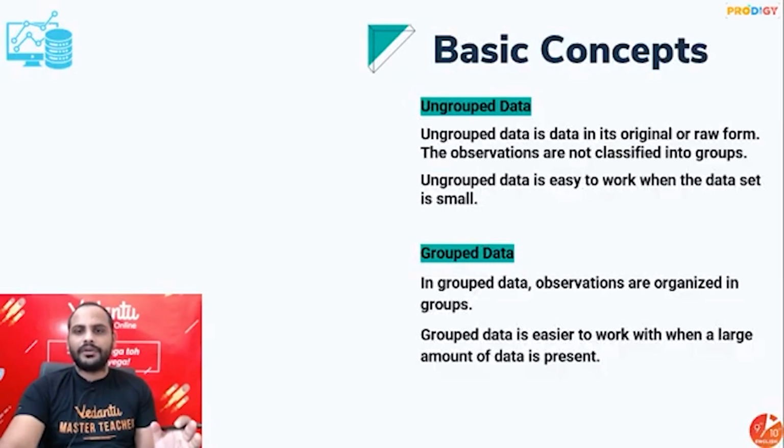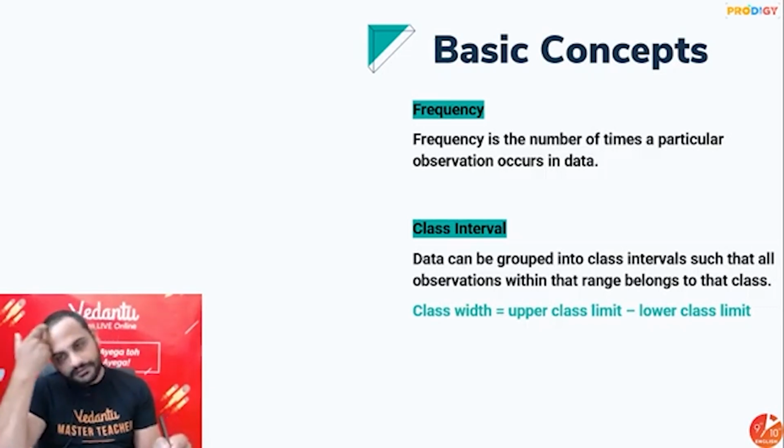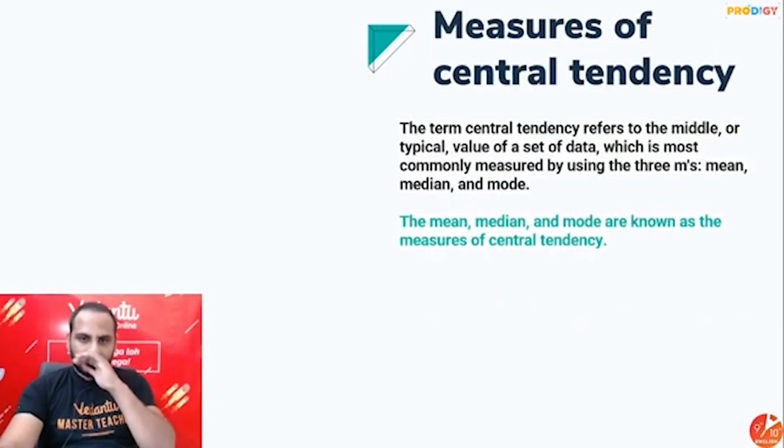As you all know, guys, ungrouped data means the original data, where no grouping is done. Grouped data means we have made a table, we have made groups. Frequency, as you all know, is the number of times anything repeats. How many times a value is repeating, that is called frequency. Class interval: once we make groups in a table, classes we make, say 0 to 10, 10 to 20, those are class intervals. And the width of a class is upper class limit minus lower class limit.